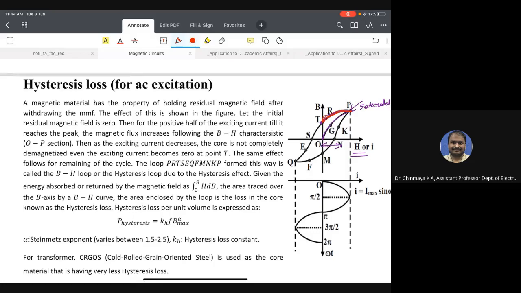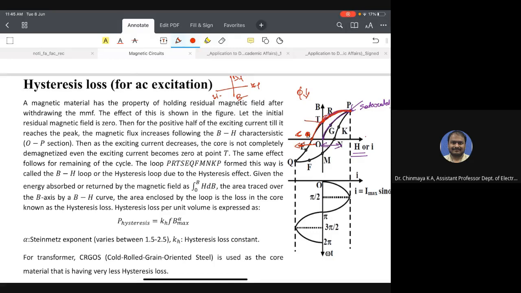In order to bring the flux lines to zero, you have to apply a negative force. In a BH loop, this is B positive, this is H positive, this is B negative, and this is H negative. To reduce the flux lines, you have to apply a negative force, that is the coercive force. So it will reduce at this point. We generally call it the coercive point, or C.